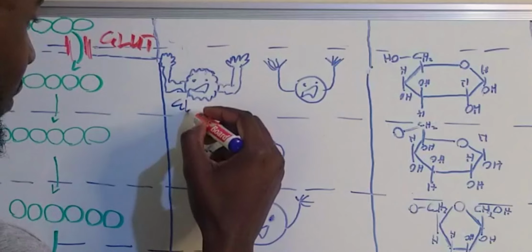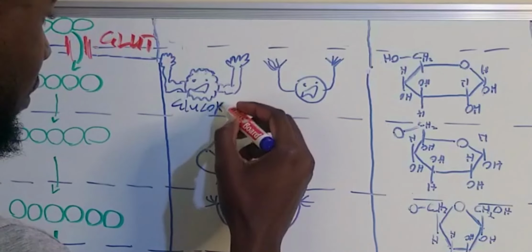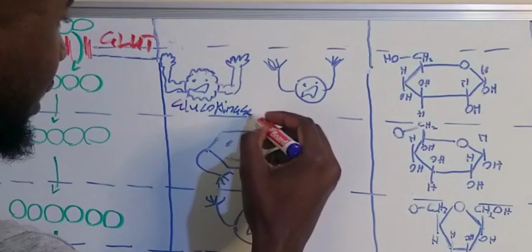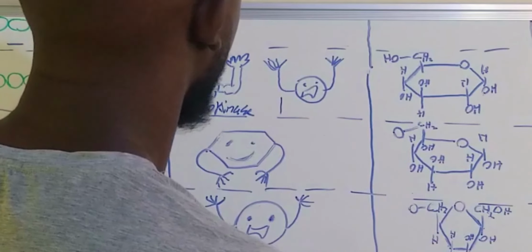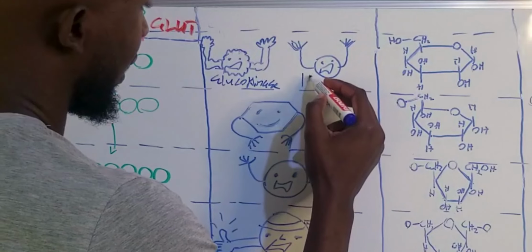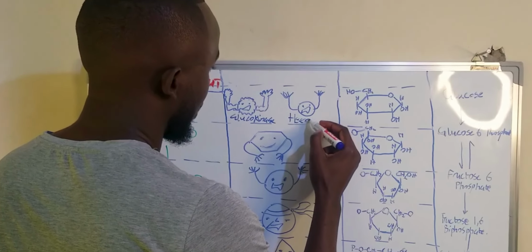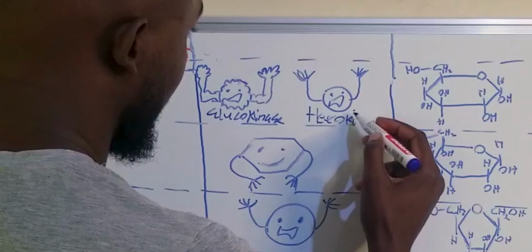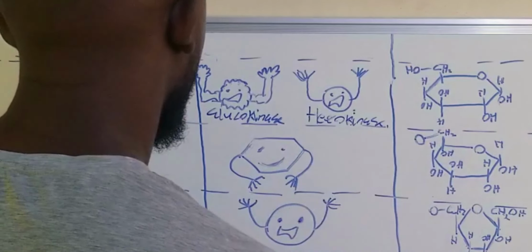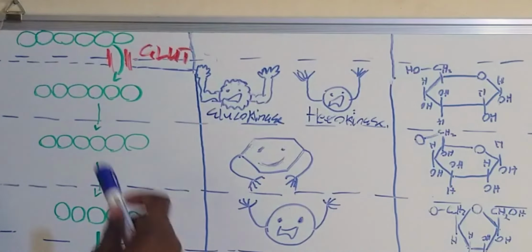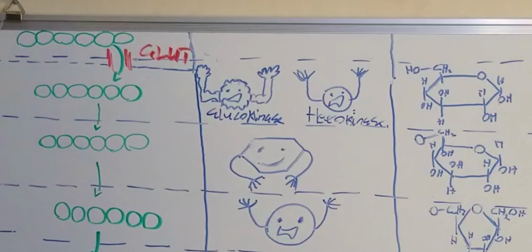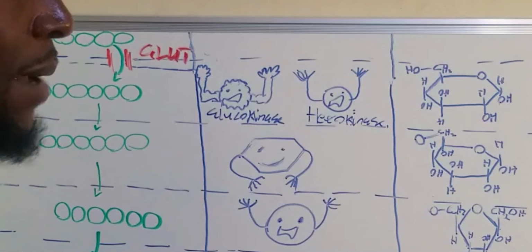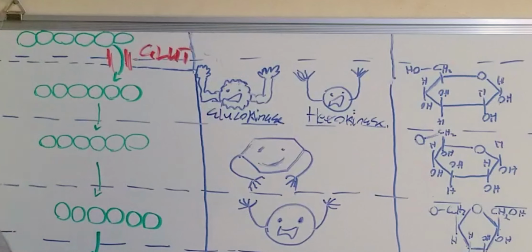glucokinase and hexokinase. You're probably wondering why I drew glucokinase in this way and hexokinase in this other way. This is just a simple way of remembering that glucokinase is predominantly found in the muscles, whilst hexokinase is an enzyme found in these other cells of the body.